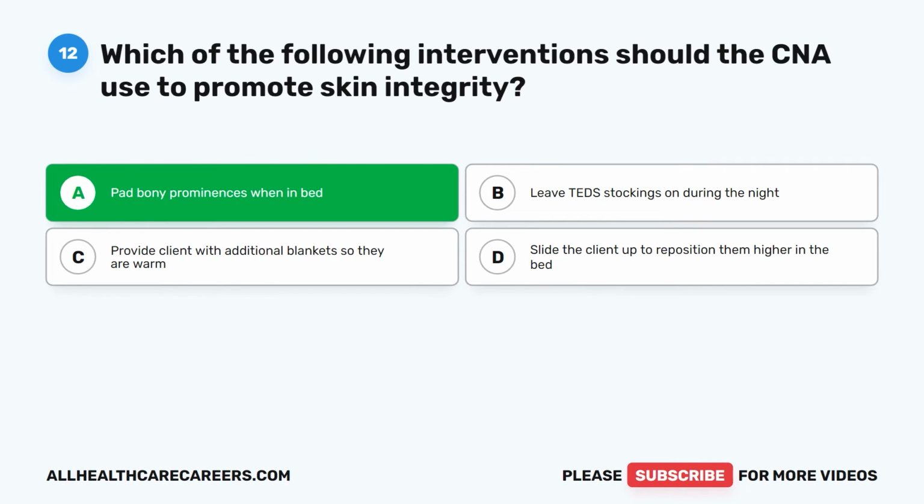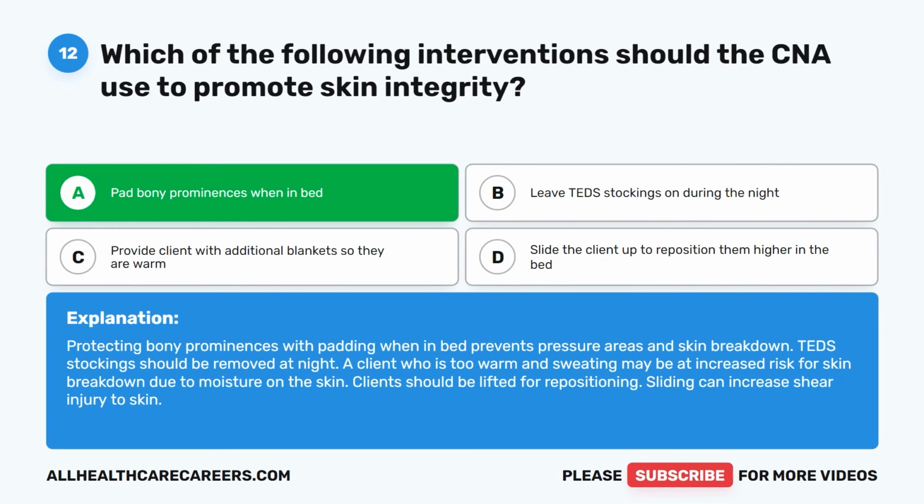The correct answer is A. Pad bony prominences when in bed. Protecting bony prominences with padding when in bed prevents pressure areas and skin breakdown. TED stockings should be removed at night. A client who is too warm and sweating may be at increased risk for skin breakdown due to moisture on the skin. Clients should be lifted for repositioning. Sliding can increase shear injury to skin.